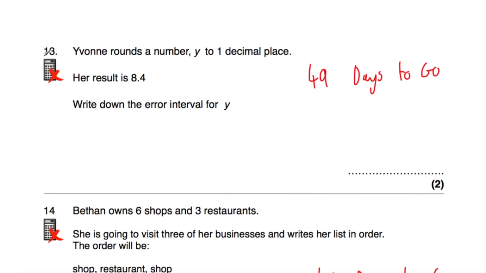Okay, let's have a look at question number 13. So question number 13 says Yvonne rounds a number y, so there's a certain number y, and she rounds it to 1 decimal place, and her result is 8.4. Write down the error interval for y.